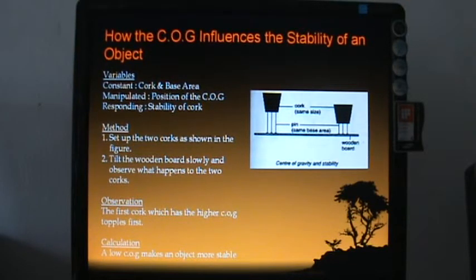Okay, what are the example of stable object which is a low COG? Anyone know? Have you ever thought of F1 racing car? Okay, so that's an example of very low center of gravity.